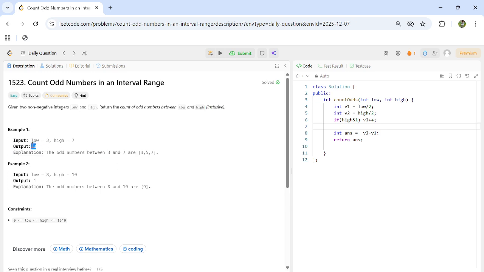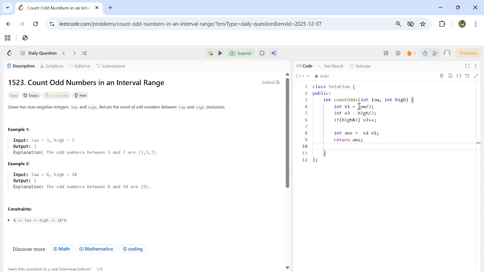Now how will we solve this question? How can we solve this? See, if you have low and high with you, then what can you do? You can simply find the total number of odd numbers between 1 and high inclusive, and between 1 and low inclusive, right?